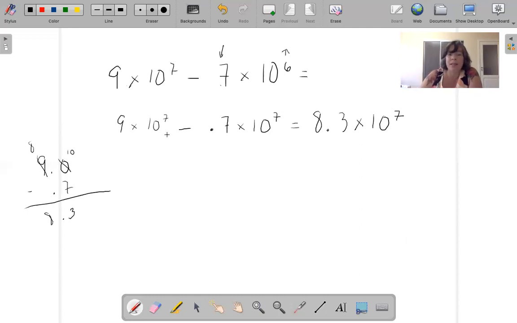But it's easy. Just remember, as this number goes up, this number goes down. As this number goes down, this number goes up. And when you're adding and subtracting, these have to be the same. All righty.